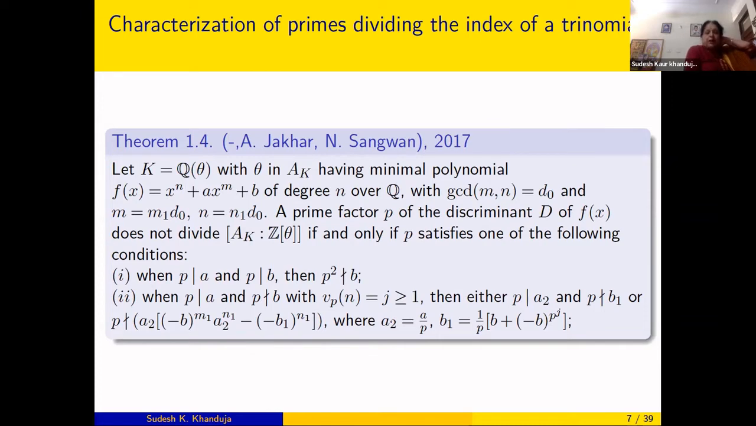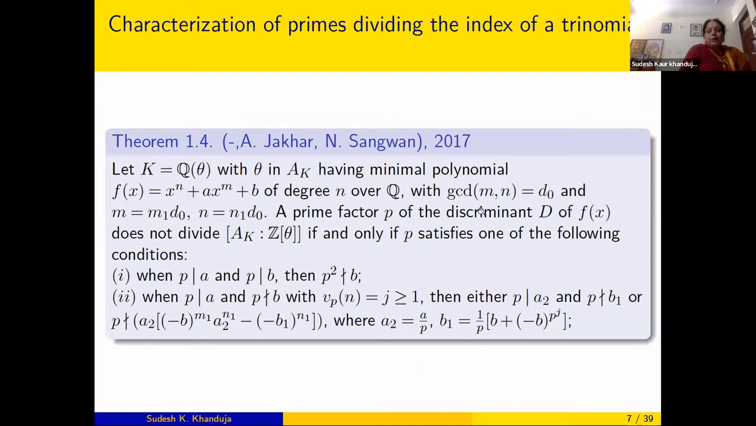And of course, any prime which divides the index of Z[θ] must divide the discriminant, in view of the formula that the discriminant D of the polynomial is equal to the square of the index of Z[θ] multiplied by the discriminant of the field K. So any prime which divides the index must divide the discriminant.